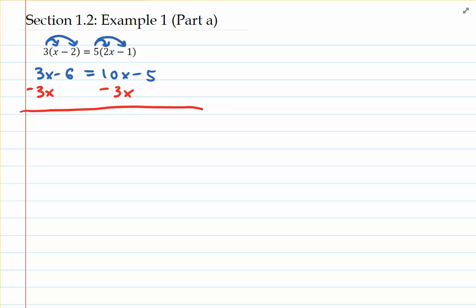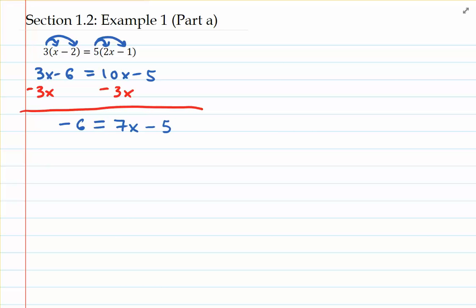So let's see what happens after this takes place. On the left-hand side, we're going to have 3x minus 3x. Of course, those will cancel, and we're left over with negative 6. On the right-hand side, we have 10x minus 3x. Combining coefficients there, we'll have 7x, and the minus 5 is still remaining.